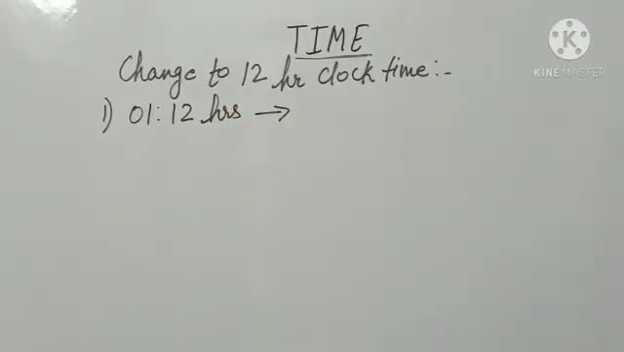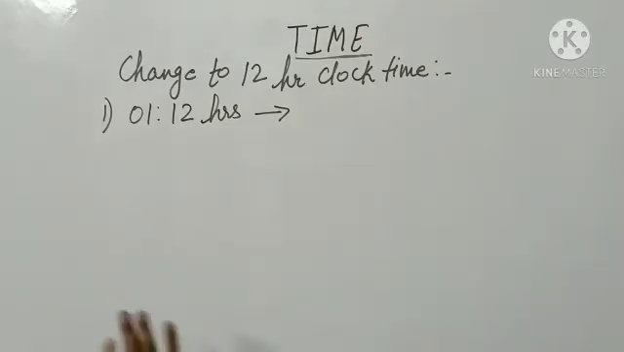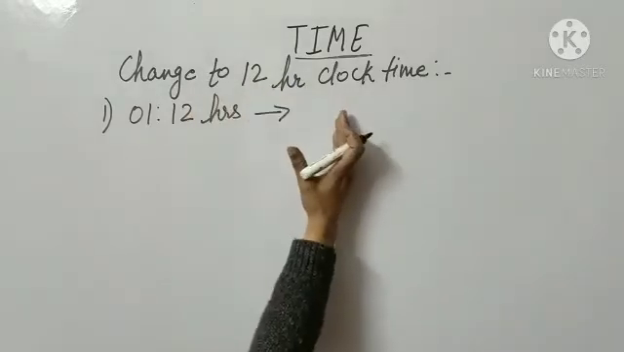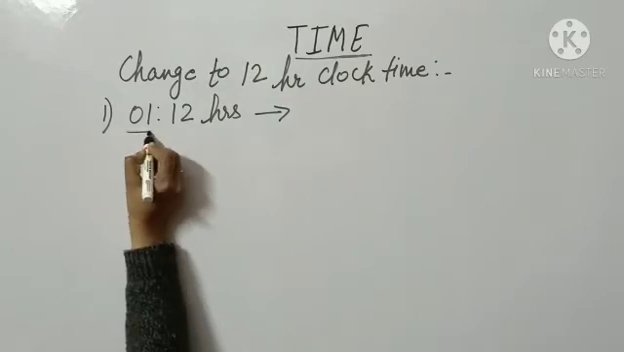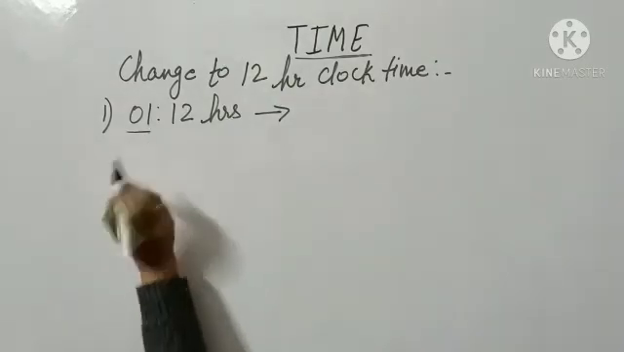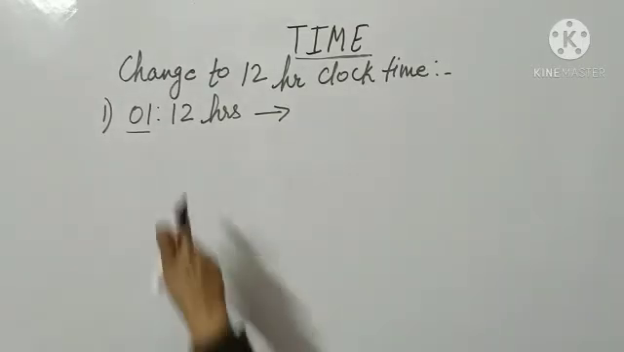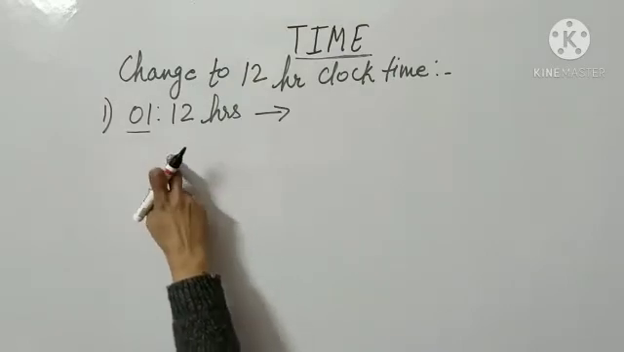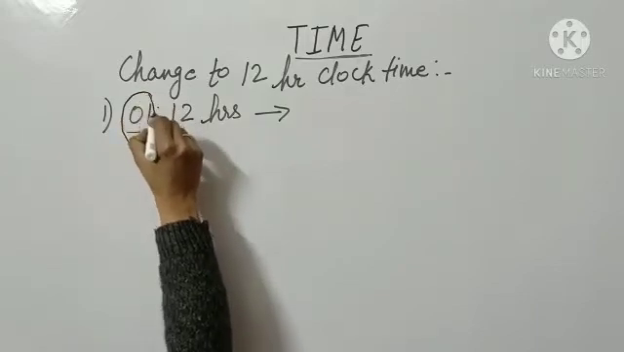Now 0112 hours. Here, to change into 12-hour clock time, we will be seeing only hours. Now you see here the hours are only 01. Only 1 hour is written here. Yes, that means here he is talking about AM. How do I come to know? Because here the hours are less than 12.